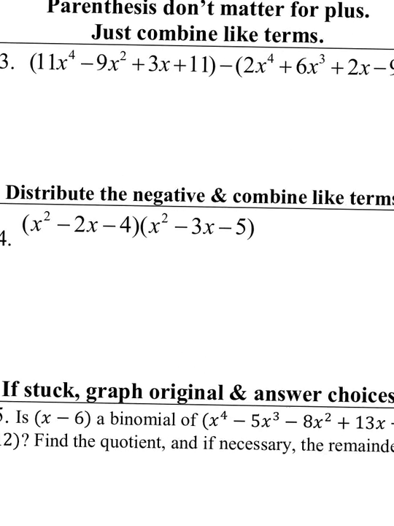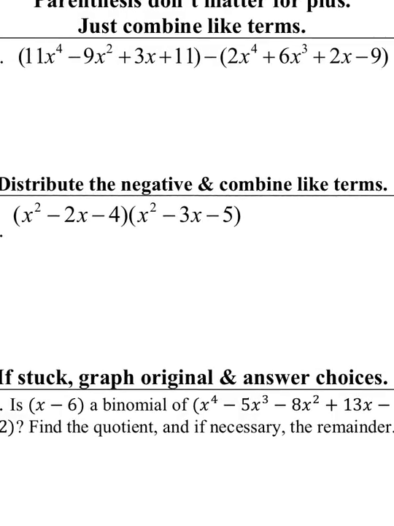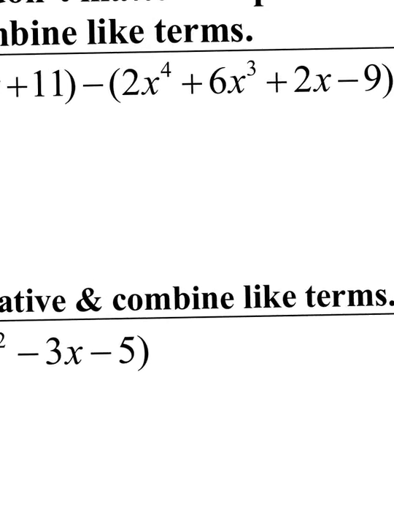Same idea on number 2 or 3, sorry. If you're stuck, you can graph it, but again, there's not too much work to do by hand on this. You just need to distribute the negative, everything to the right, and then combine like terms. So distributing the negative will flip the signs on all these numbers.